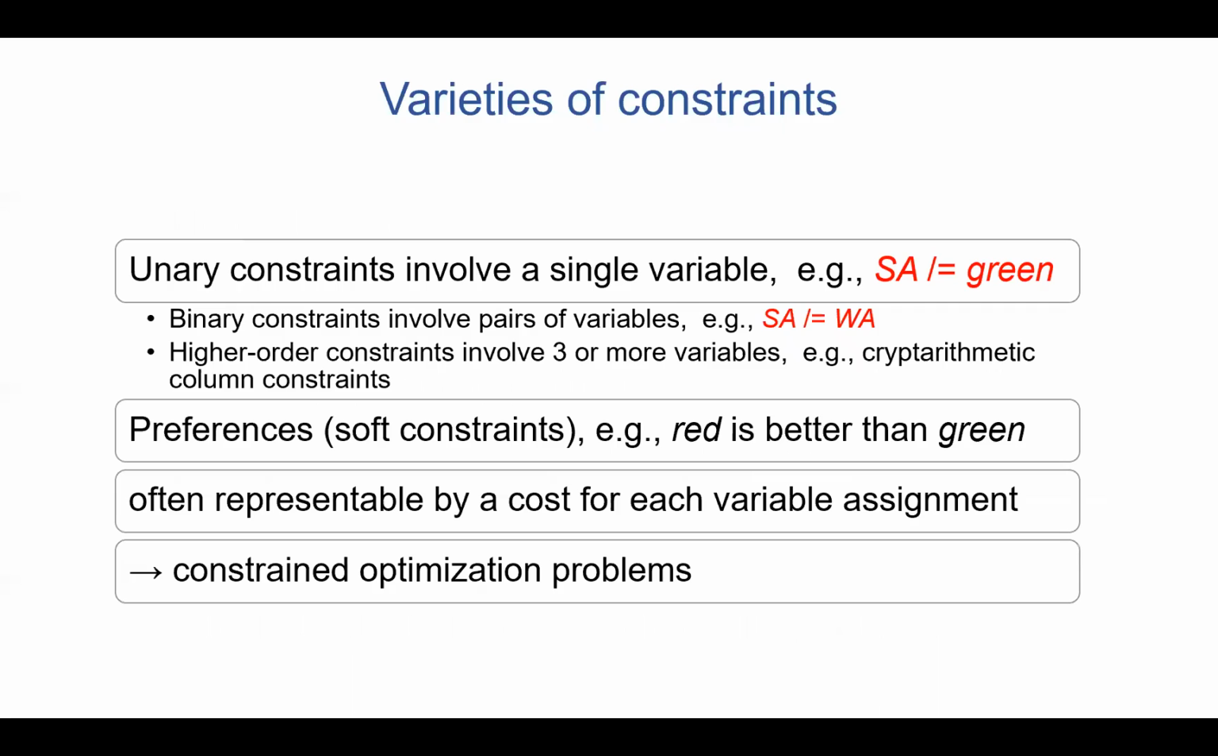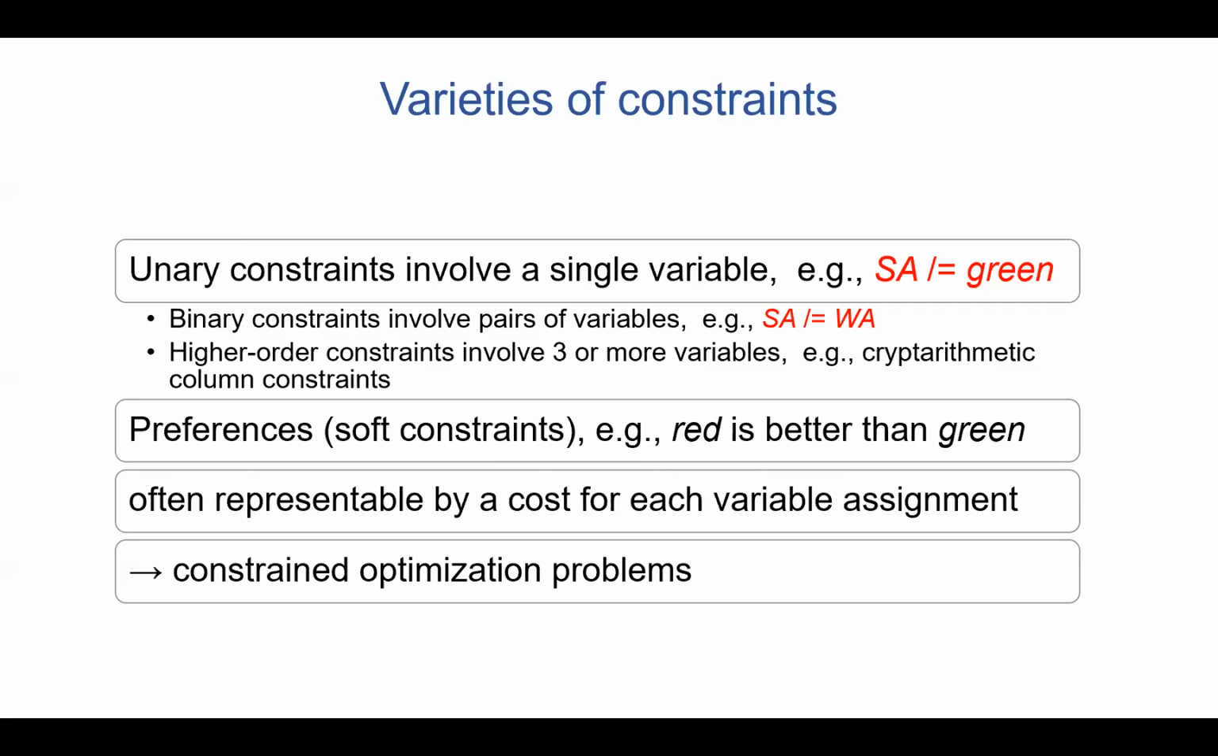Okay, we'll talk about the varieties of constraints too. Once again, please remember this slide. This is very important for your homework too. One can be a unary constraint. A unary constraint relates to only a single variable, just one variable.